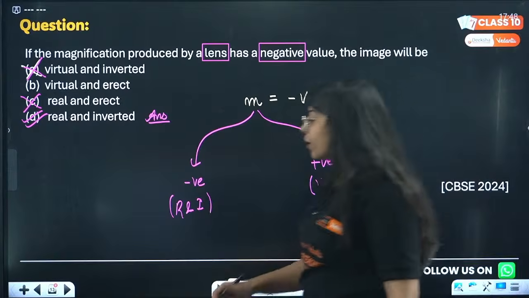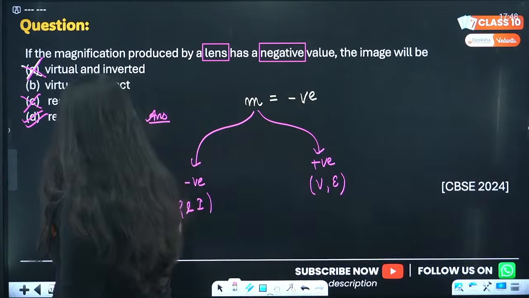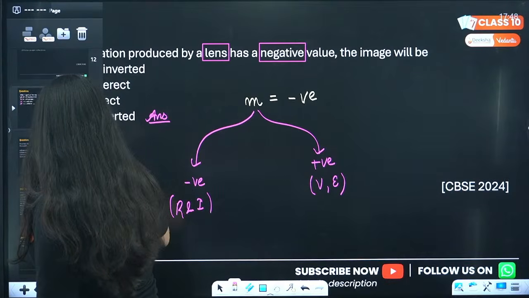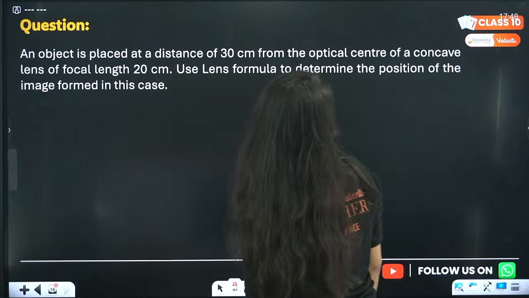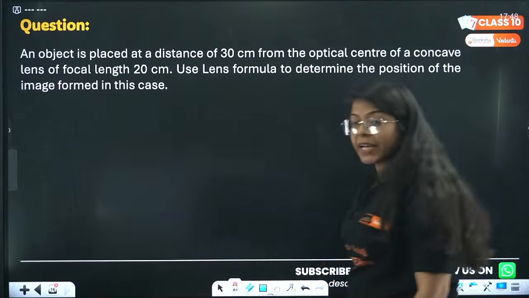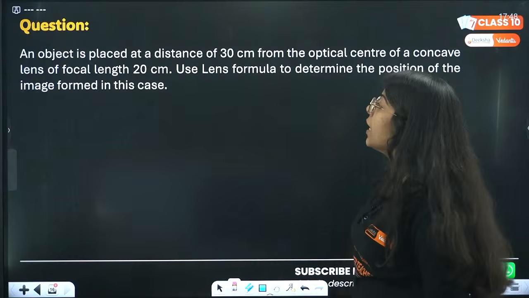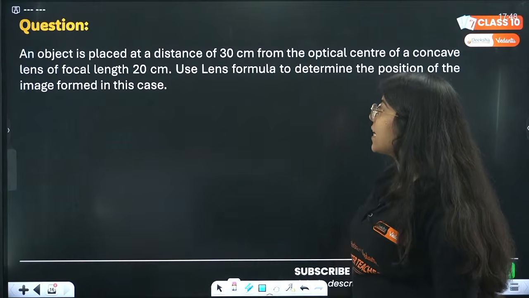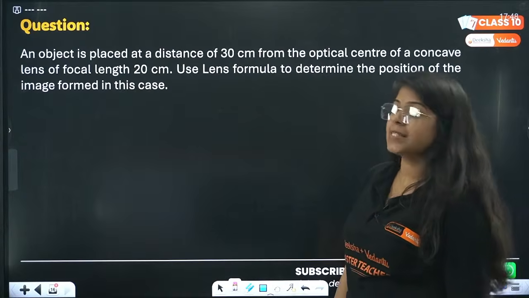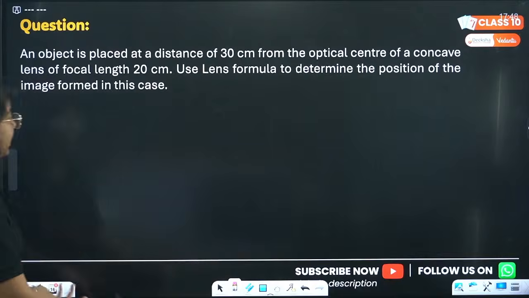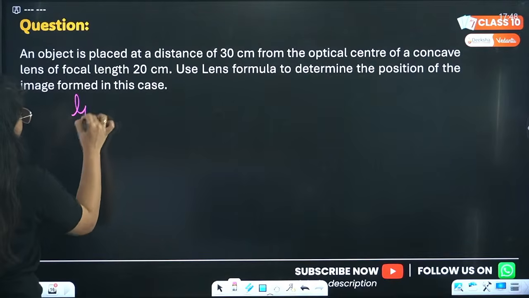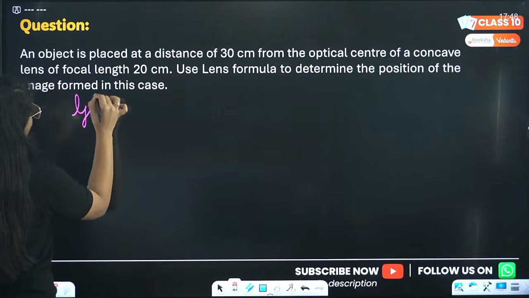Okay, let's quickly do one more numerical. One more numerical of lenses. Okay, here you go. This is a lens, right? Yes. Now read it very carefully. An object is placed at a distance of 30 centimeter. What do we do, beta? We write as we read, right? That's the one thing that we have to do. Now what is given?